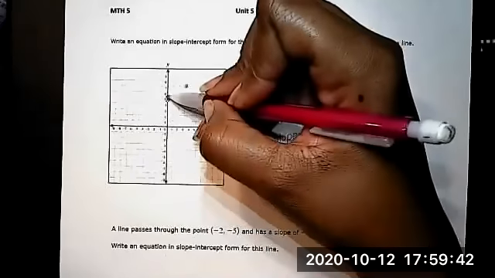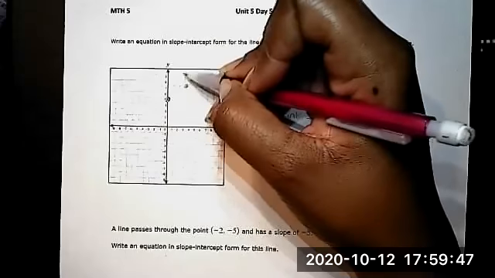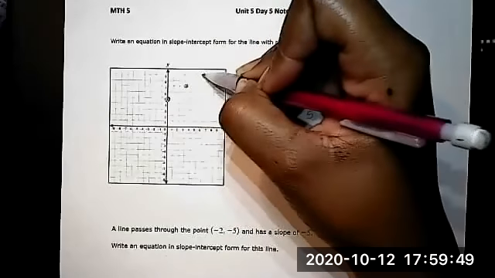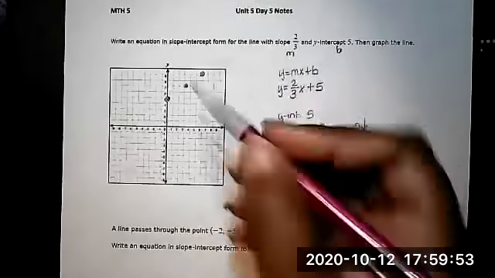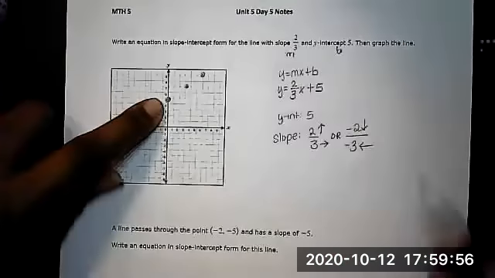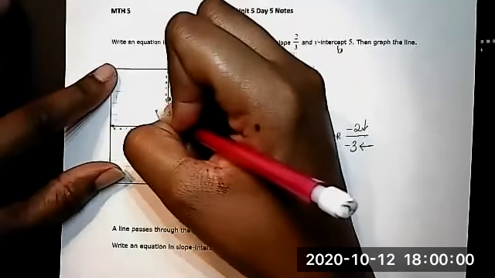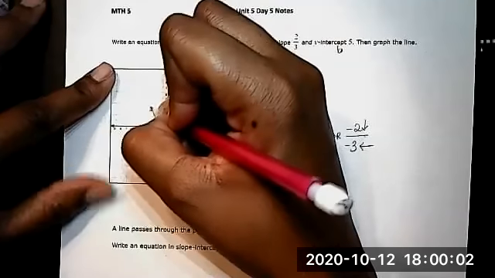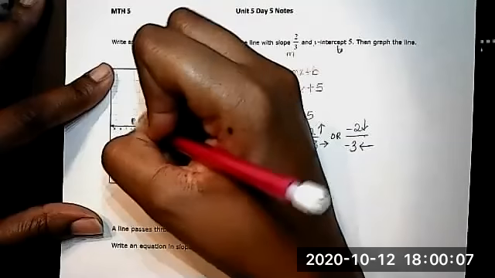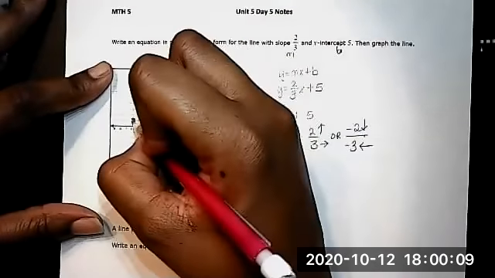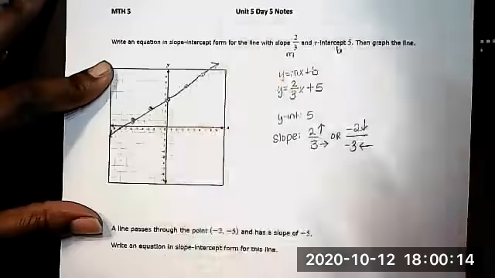So I did go up 2. Let's see, 1, 2, and then 1, 2, 3. And you can go up 2, right 3 again. Okay, you can keep using the same slope, or go back to the y-intercept and go down 2, left 3. And that is also true. You can do that again, down 2, left 3. You more than likely don't have to do all these, but I just wanted to show you that slope is constant, so you can keep going if you need to.